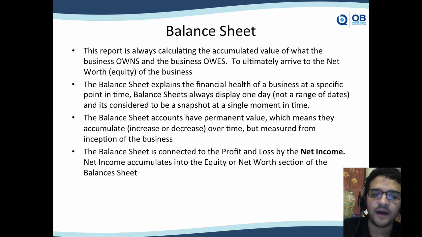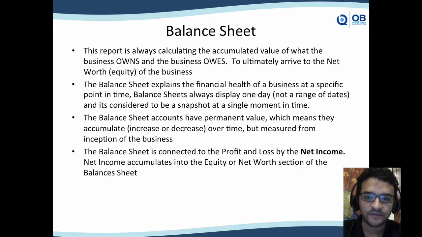Now, the balance sheet explains the financial health of a business at a specific point in time, at a single point in time. Balance sheets always display as of one day, one specific day. It's not a range of dates, it's one specific date. Now, you could compare this year versus last year. That could happen, but the balance sheet is supposed to accumulate all these values over time up to that specific date. That represents a snapshot. It's a snapshot at a single moment in time of the financial health of the business.